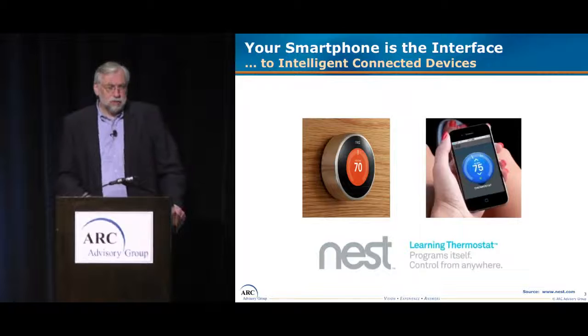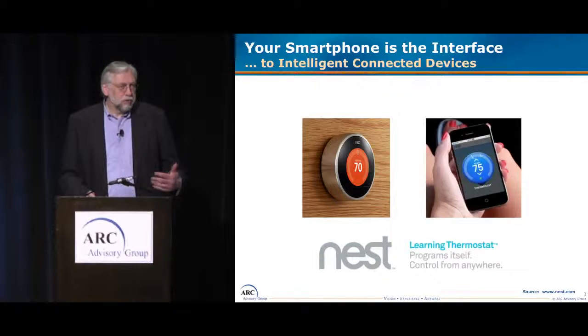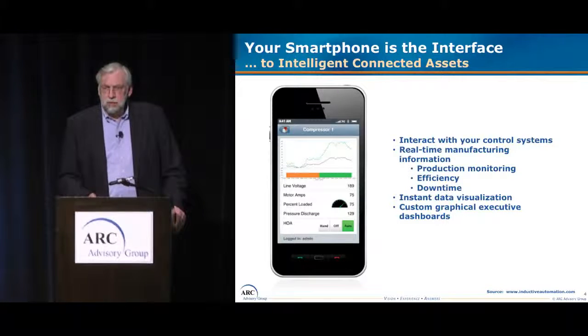So as I said, your smartphone is the interface. This is the famous now, I guess, Nest example, learning thermostat, but you can control it from your smartphone. And your smartphone can also be the interface to some intelligent connected assets. So we see a number of different kinds of solutions that have some kind of controls interface or HMI level interface with manufacturing information. It's a nice way to do some production monitoring on the go and some efficiency and downtime and data visualization and things like that. But it's pretty rare that we see anybody actually controlling things from these devices, especially if these devices are not right next to the machines.